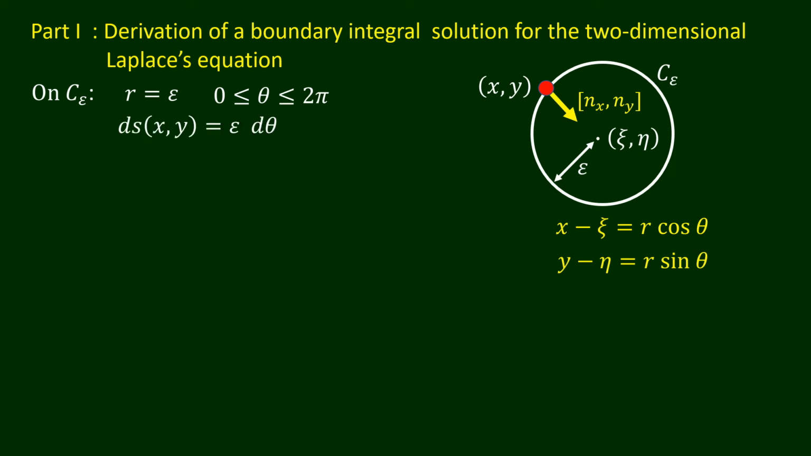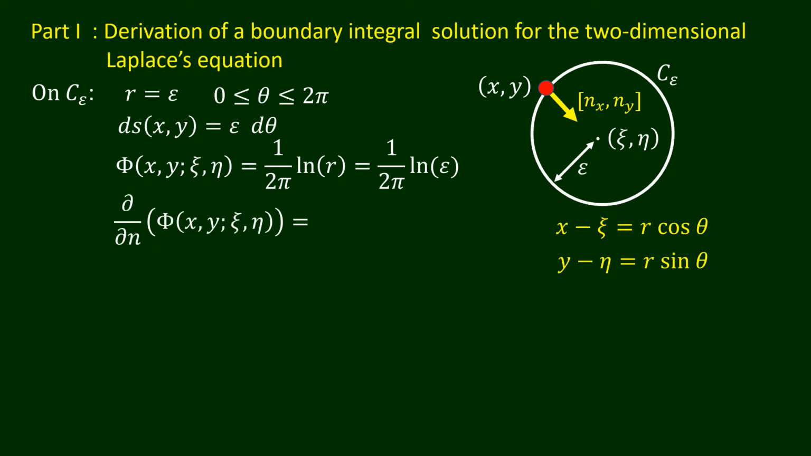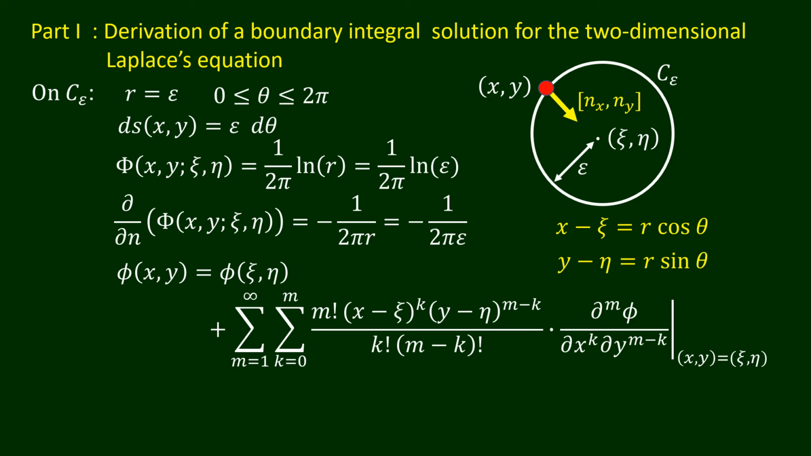On the circle C epsilon, the fundamental solution capital Phi is given by capital Phi equals 1 over 2 pi, times natural log epsilon, and the normal derivative of capital Phi, del capital Phi over del n, equals minus 1 over 2 pi epsilon. From the Taylor series of the function phi(x, y) about the point (xi, eta), we find that phi(x, y) equals phi(xi, eta) plus O(epsilon) terms at point (x, y) on the circle C epsilon.